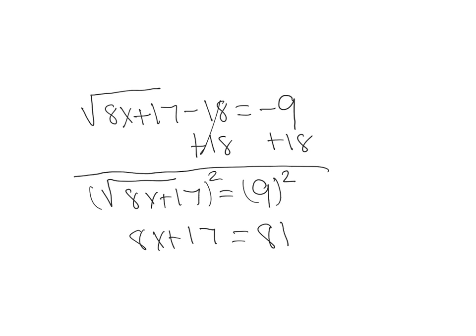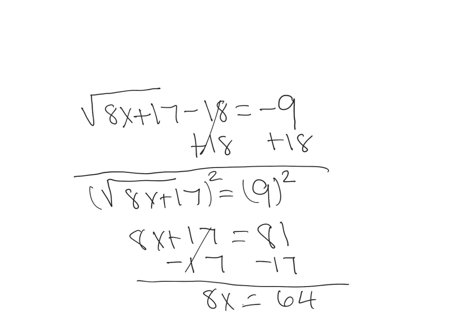The next step would be to get rid of the 17 and get x by itself. So you subtract 17 on both sides, and you're left with 8x equals 64. But you're not done quite yet. You have to divide 8 on both sides. And when you do that, x equals 8. That is the answer for today's problem.